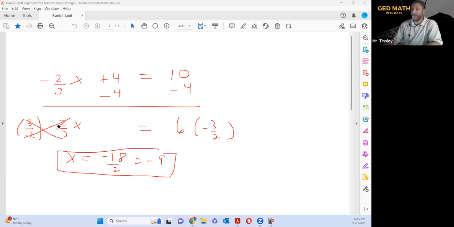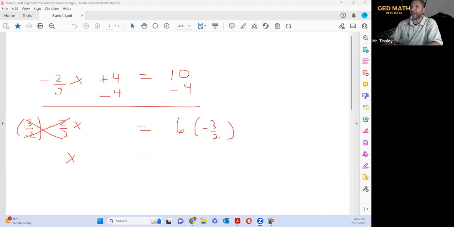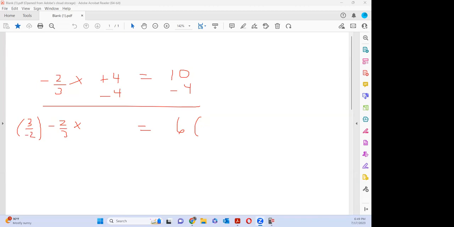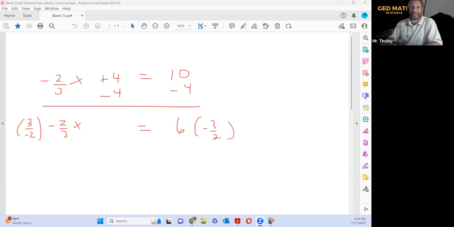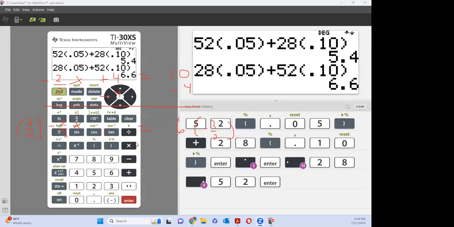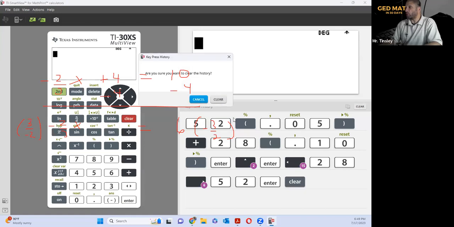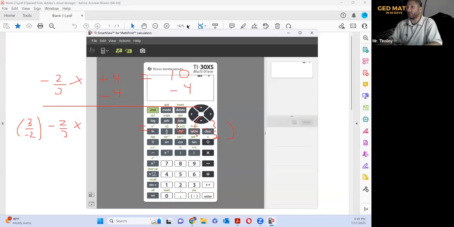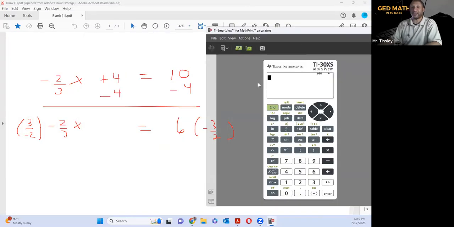Or you could have said, okay, Mr. Tinsley, I know we had to multiply by -3/2. I understand that, but I don't want to make a mistake. So instead of doing it by hand, you grab your trusty calculator. If you don't realize that this calculator is your best friend to pass this GED, if you're not spending time getting familiar with it, watch this. 6 times -3/2. You should know how to put that in. Bam, I'm done.